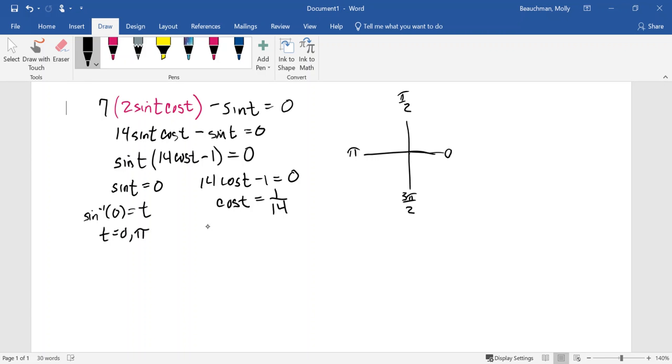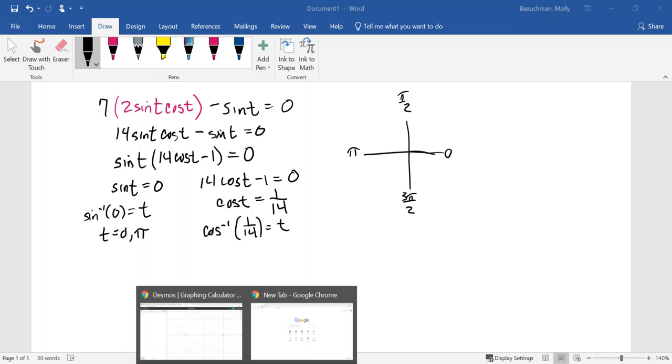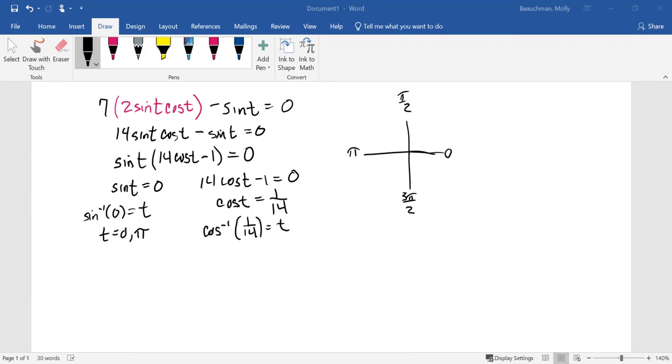Now we want to figure out where the cosine is 1/14. So we're finding the inverse cosine of 1/14 to figure out our angle measure t. Okay, so that's not a value that's on our unit circle, so we're going to have to use a calculator for this one. So I'm going to go ahead and use Desmos, or use your TI calculator. So I'm going to get Desmos and open up the scientific calculator.